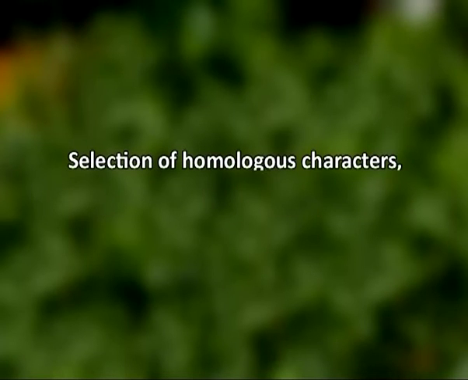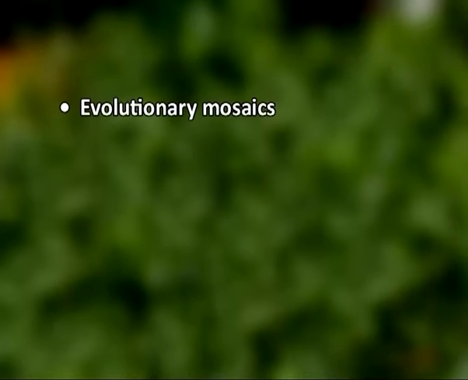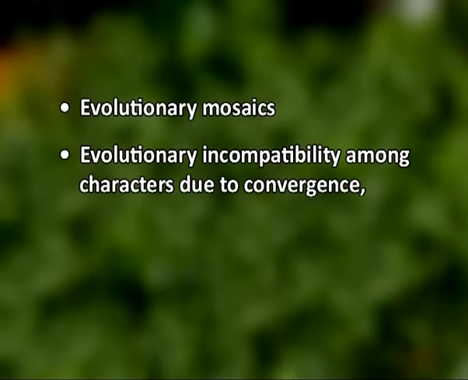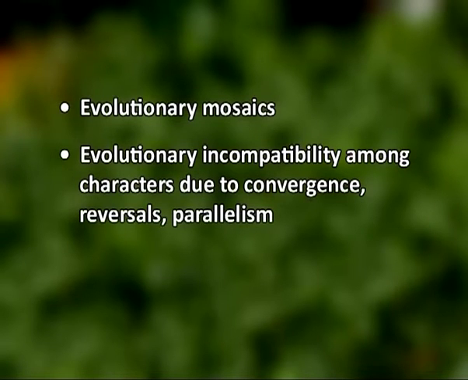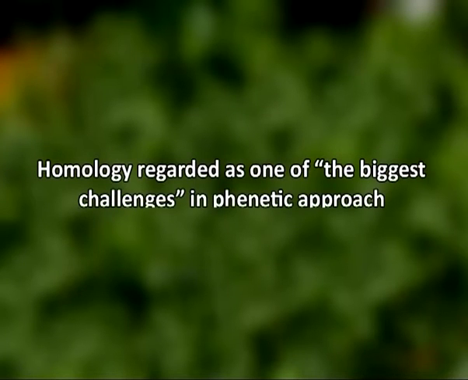As to any other approach, selection of characters and character states which are homologous is a difficulty in a phonetic approach. Evolutionary mosaics, where different organs evolve at different rates, and evolutionary incompatibility among characters, which arises due to convergence, reversals, and parallelism, also pose difficulty in character selection. Thus, homology is regarded as one of the biggest challenges in phonetic approach.